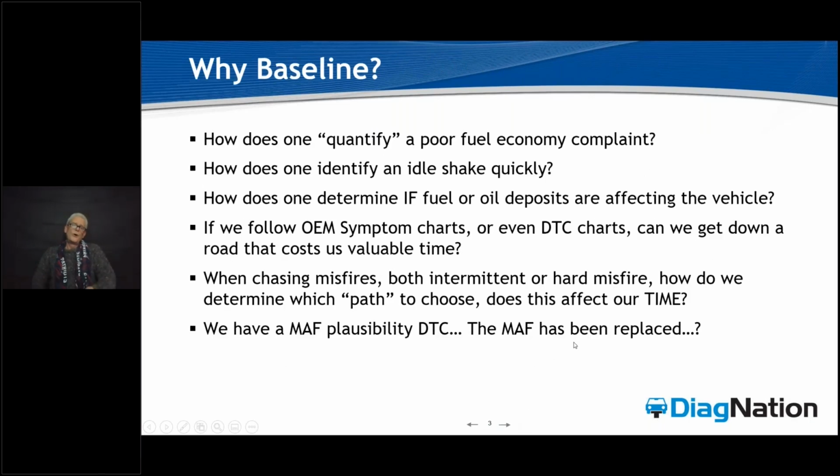So, why use baseline? Well, here's the question for everybody in the audience. How does one quantify a poor fuel economy complaint or a low power complaint when there's no associated DTCs? We have to assume that the customer is not bringing that vehicle in to the shop to waste a day and get rides to and from work and picking up the kids and all the stuff that they have to go through to get their car to us with a complaint like that if they're not feeling something.